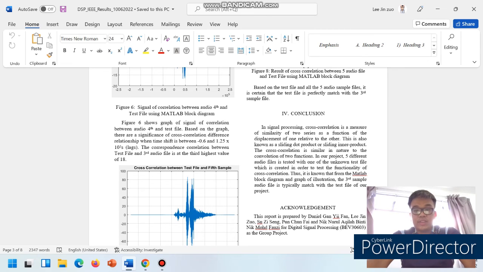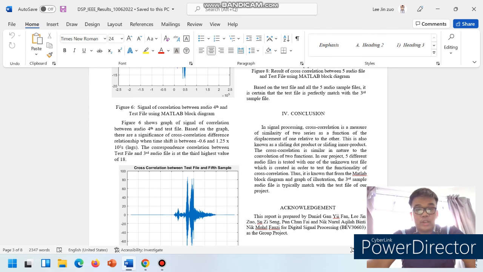So in signal processing, cross correlation is a measure of similarity of two series as a function of displacement of one relative to the other. This is also known as a sliding dot product or inner product. And the cross correlation is similar in nature to the convolution of two functions.